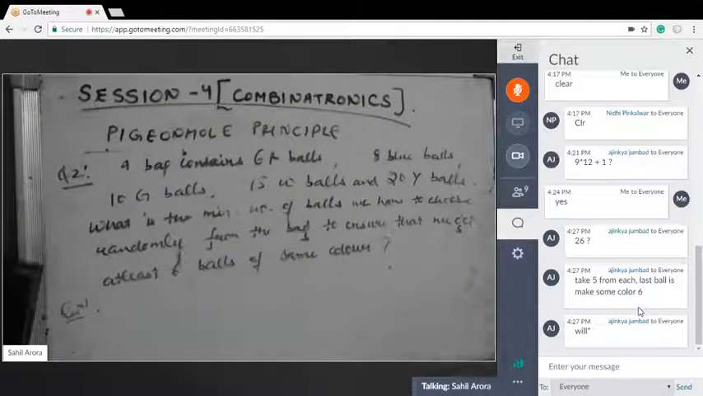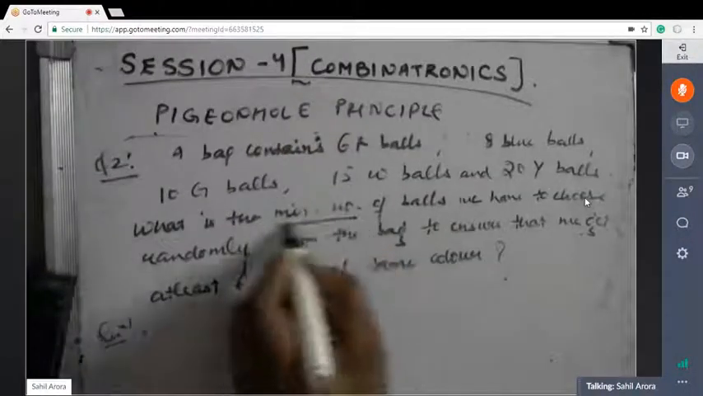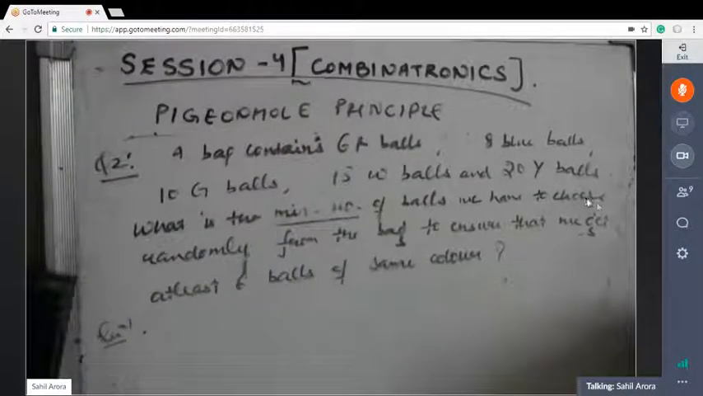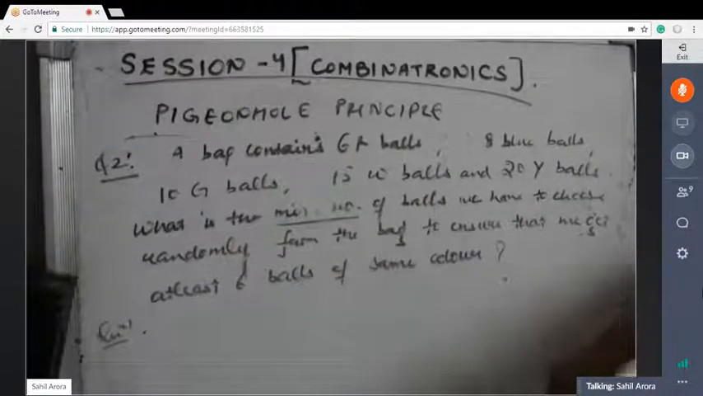So let's start with the approach now. First thing is, again the question says we need to find the minimum number of balls. So minimum number of balls will give us a strong indication that we have to apply the pigeonhole principle. Again, I'm telling you. And the question says that we're going to have some number of red balls, some number of white balls, and some number of yellow balls.